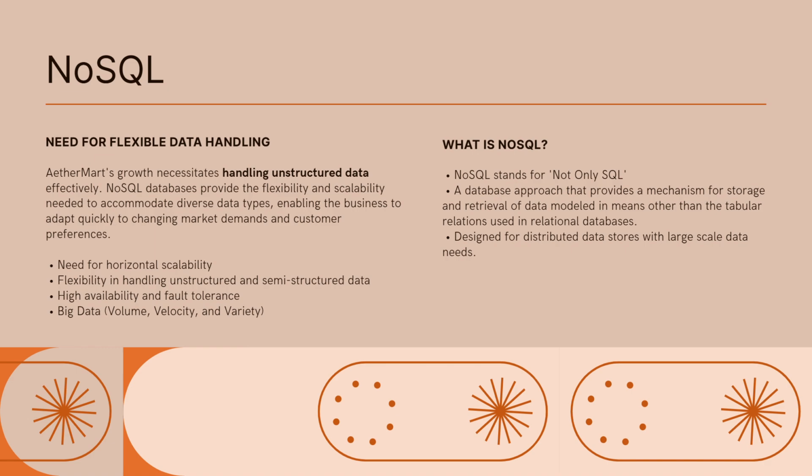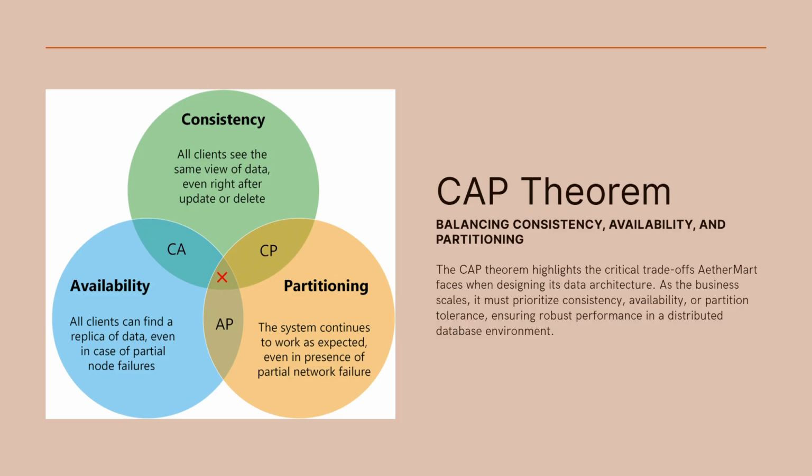Then we needed some flexibility in handling unstructured data. Then there is high availability and fault tolerance in NoSQL. What that means is, for example, my data will be stored in different servers, right? In different nodes of NoSQL. So if one server goes down for some reason, I can still get the data from some other server. Then the last reason we needed NoSQL was because the data was big. The volume, velocity, variety, everything is humongous. So that's why we need NoSQL.